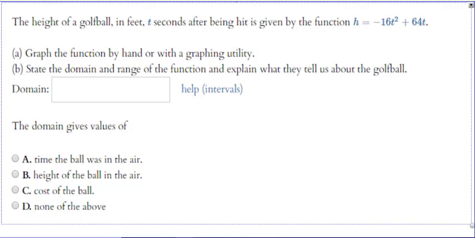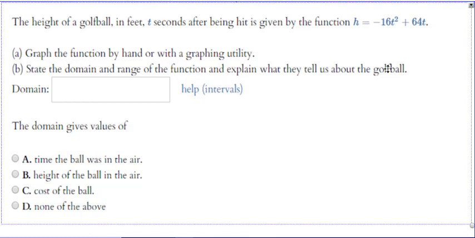All right, now let's look at this equation. We're hitting a golf ball, and the inputs are time in seconds, and the outputs are height, right? So graph it, state the domain and range, and explain why they tell us what they tell us about it.